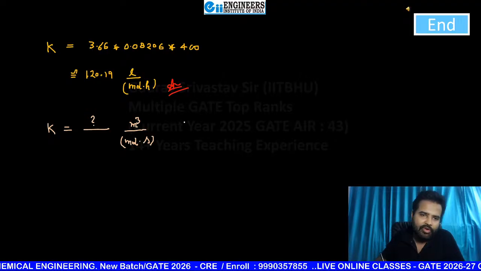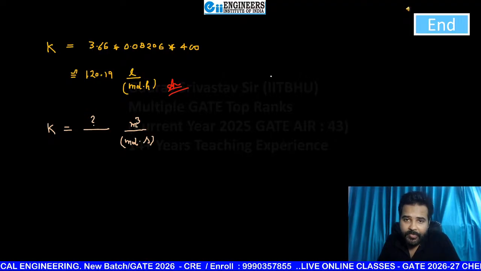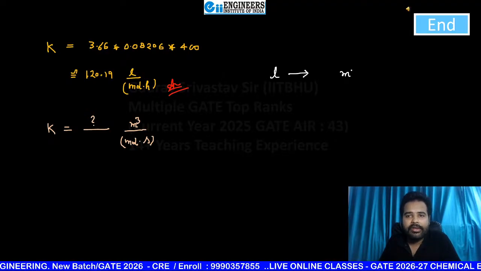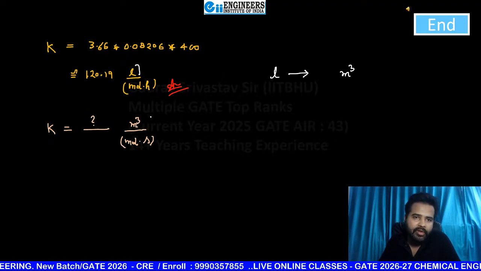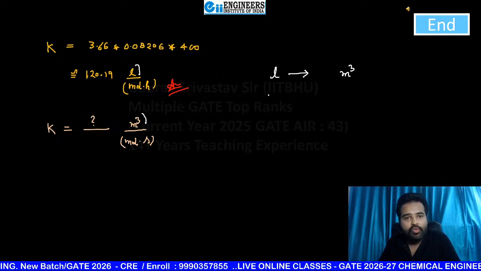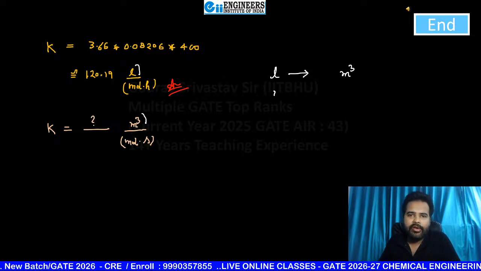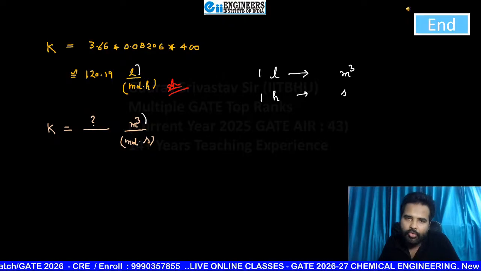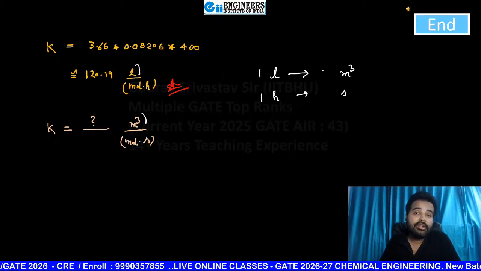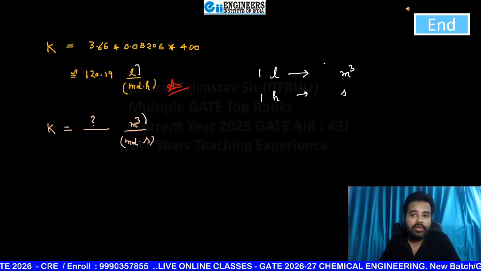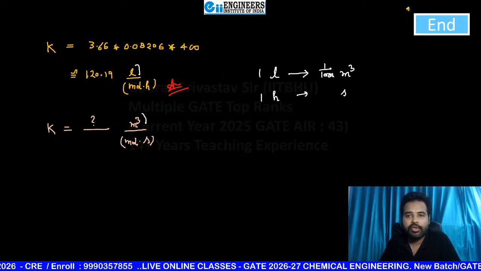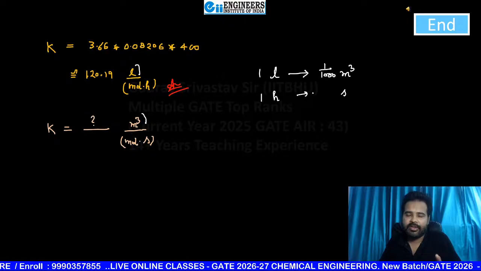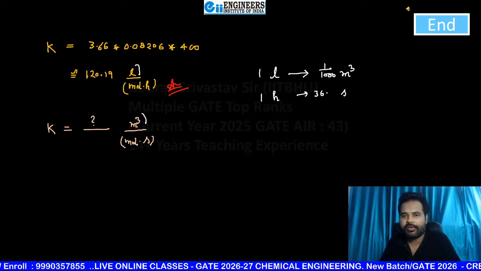No need to worry. Just focus here and do these fundamental steps. You want to convert liter to meter cube, and mole you want to convert to mole, so no conversion required. Hour you want to convert into second. So just write 1 here. Basic rule: 1000 liter is equal to 1 meter cube, so 1 liter is equal to 1/1000 meter cube. 1 hour is equal to 60 minutes, every minute 60 seconds, so 60 times 60 is 3600 seconds.